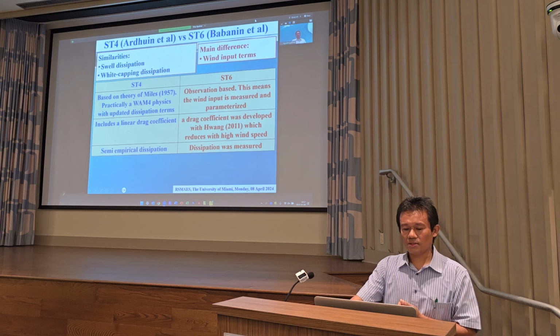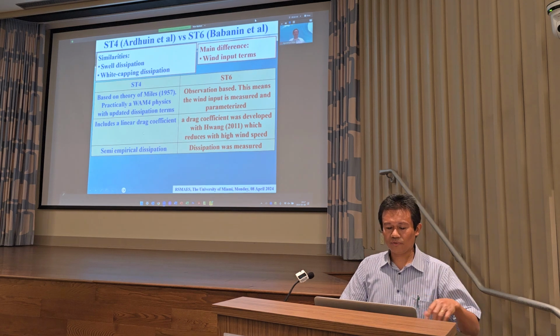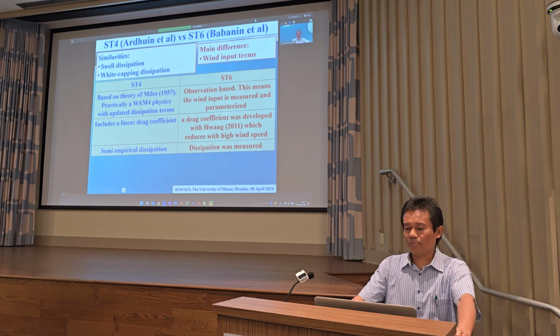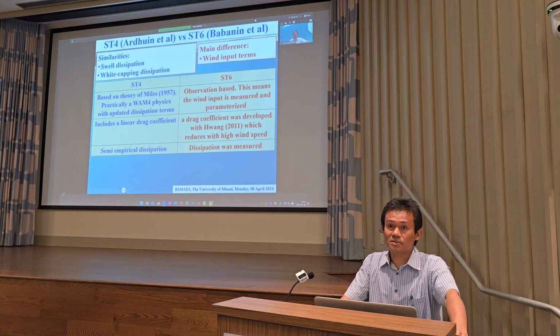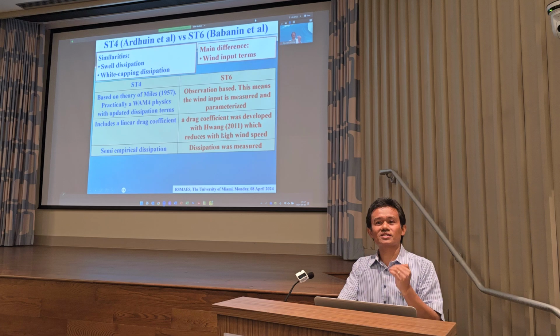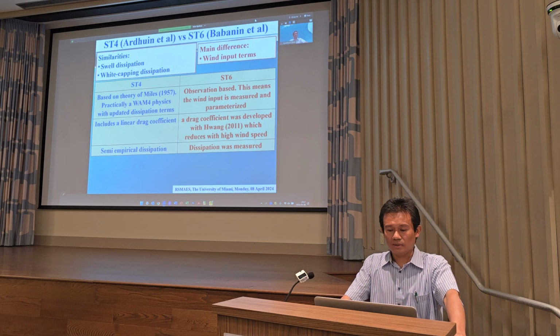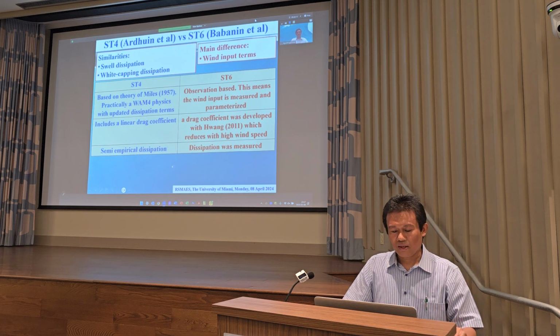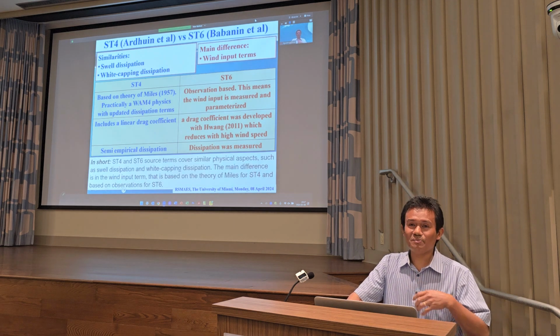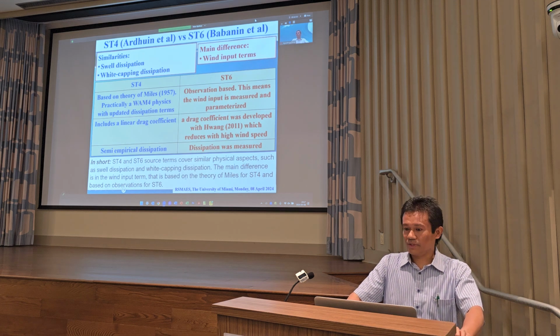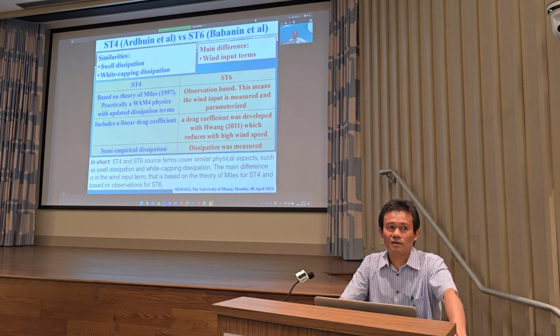For the drag coefficients, in ST4 they apply linear drag coefficients, while in ST6 they apply a drag coefficient based on observations. This drag coefficient reduces the high wind speed. That's probably why ST6 underestimates the high significant wave height. For dissipation, in ST6 it is also measured, while ST4 is just semi-empirical. If you are not familiar with that, we can simply say that ST4 is based on theory and ST6 is based on observations.